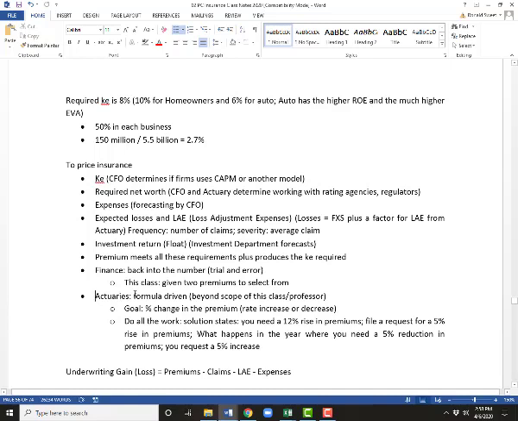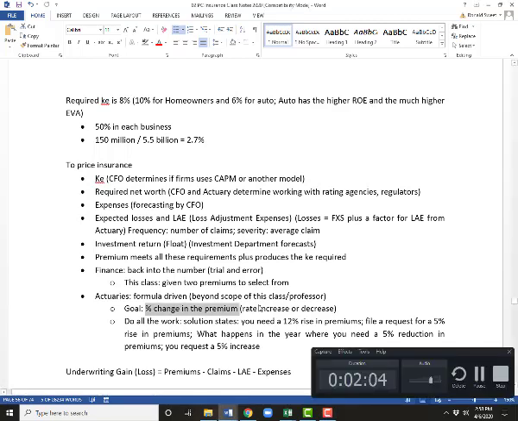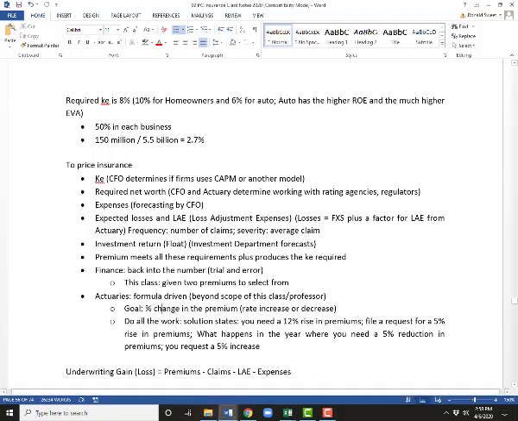The actuaries actually use a formula, and it's beyond the scope of this class. And really, I'm not an actuary, so it's hard for me to deal with some of the actuarial formulas. We will see some of this stuff on your later exams. But your goal in this class is not necessarily to set a premium, but to set the percentage change in the premium. How much will your rate increase this year versus last year? And so we'll show that. That's pretty straightforward to do.